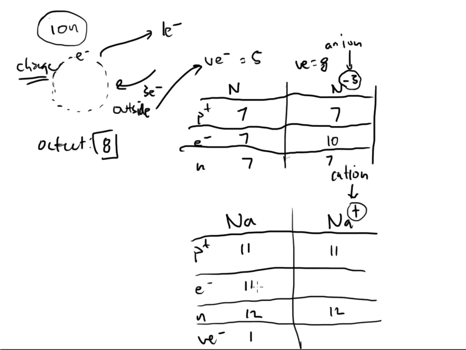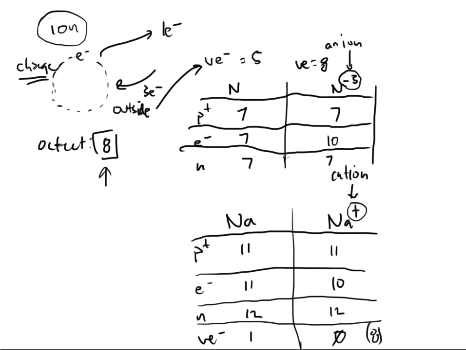So if we lose an electron, what was 11 is now going to be 10. And what was 1 will now be 0. However, it's actually 8. Why? We'll see that a little bit later. Remember, octet rule. Octet is where it's at. So this is the way that we would handle an anion or a cation when it concerns charges and when it concerns the proton, electron, neutron, and valence electron count of those atoms.